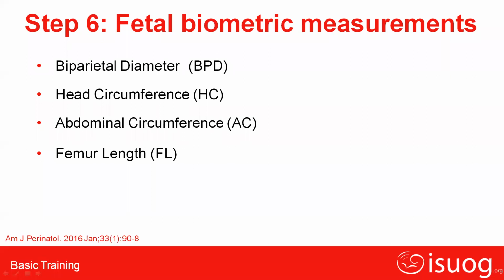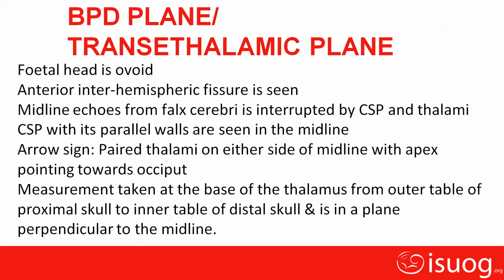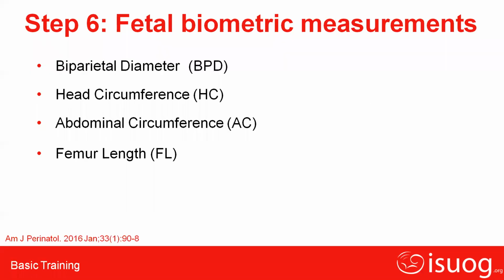Yes, madam. So step 6, everybody knows, in the second and third trimester we measure the biparietal diameter, the head circumference, abdominal circumference, and femoral length. The initial step is the biparietal diameter measurement. This is the picture showing the biparietal diameter measurement, and while measuring the biparietal diameter, or BPD, this is also called the transthalamic plane or BPD plane.